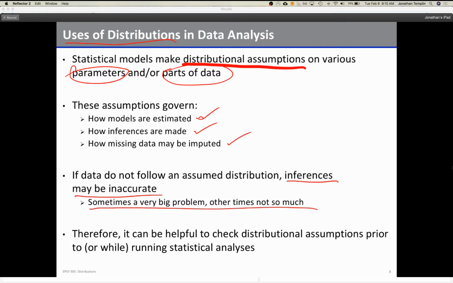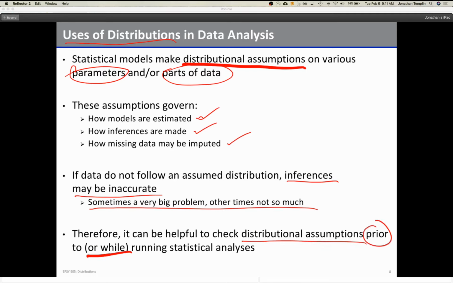That doesn't typically impact our results too much. So it's sort of a balancing act, and practice really governs where the limits of this happen to be. So it's really important then to check your distributional assumptions while you're running statistical analysis.